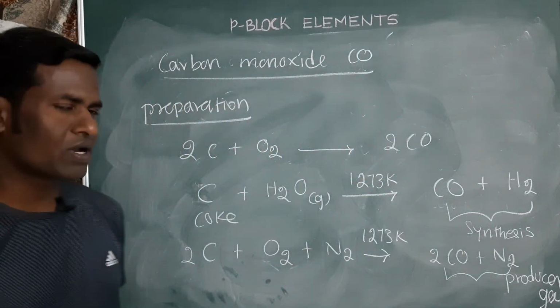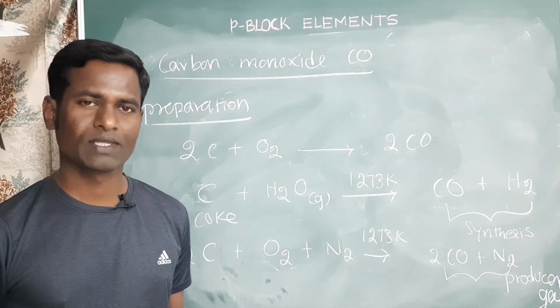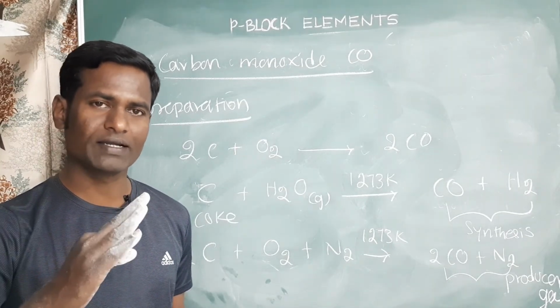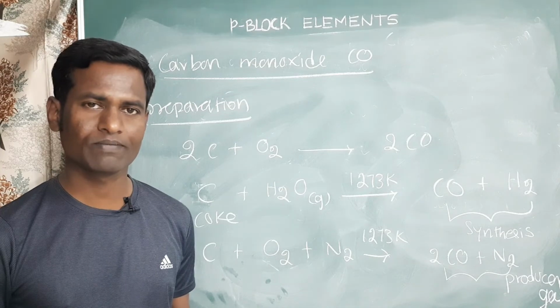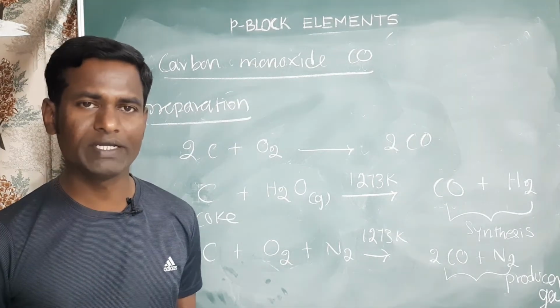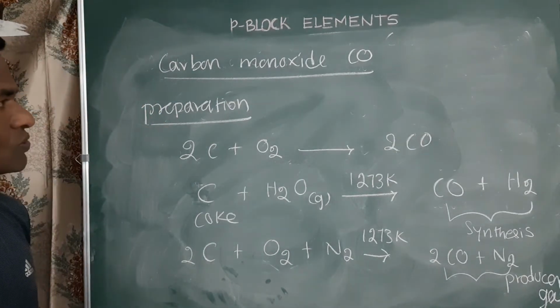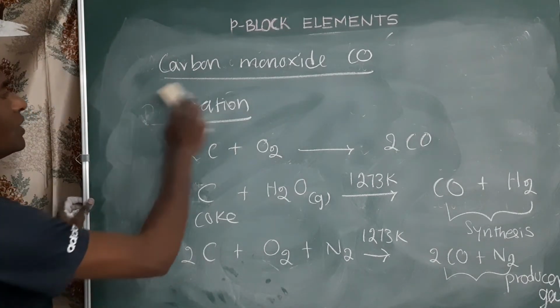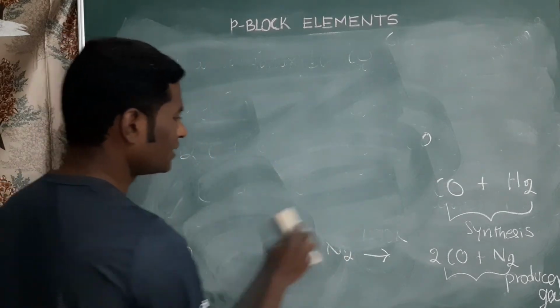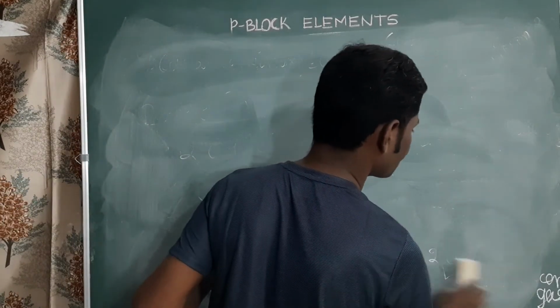Carbon monoxide is highly poisonous because it can form a bond with hemoglobin 300 times greater than oxygen. So it prevents the supply of oxygen. It will cause death immediately. Another use of carbon monoxide is in the extraction of metals, so it is another important material in metallurgical processes.